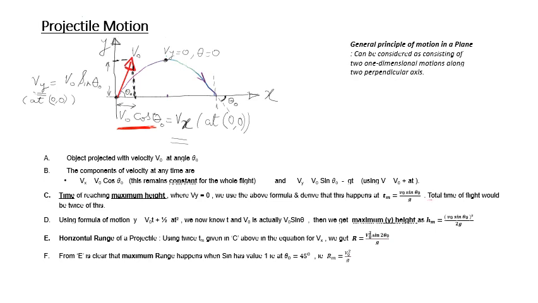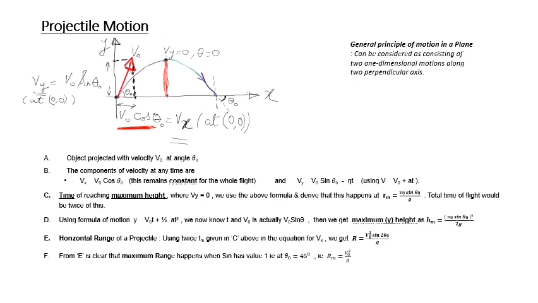So the total time of flight, if you see the above diagram, by the time it reaches here, will be twice the time it took to reach here. It's a symmetric diagram, and this time will be twice. Of course, this can be calculated mathematically. Now let's find the maximum height to which it will reach.